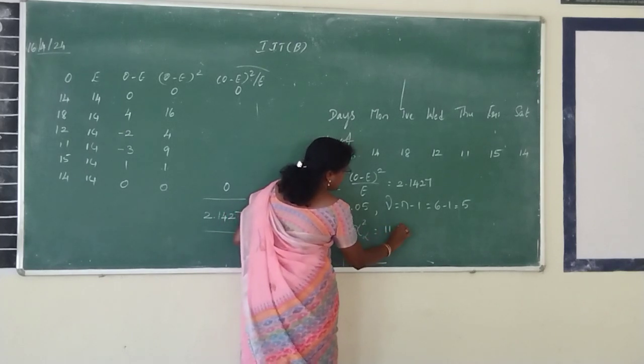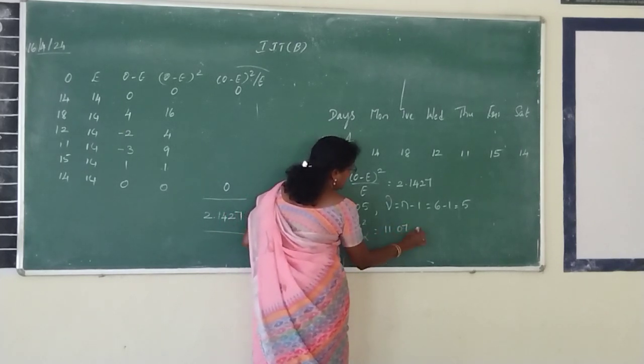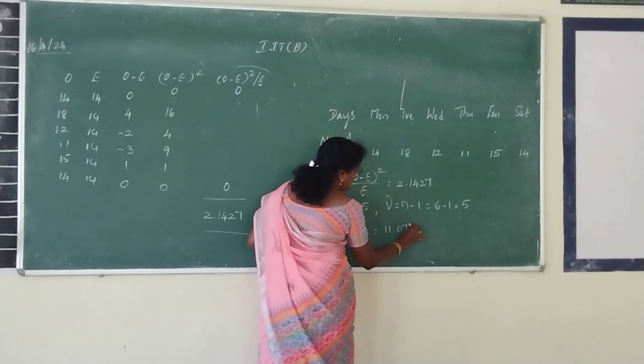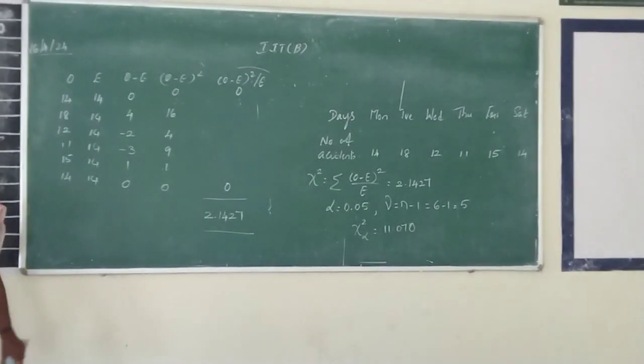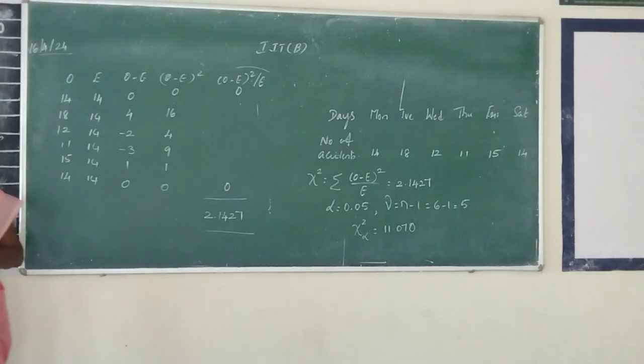The table value is 11.070. Does everyone know the table value? Don't blindly copy, but you should know how to deal with the tables.